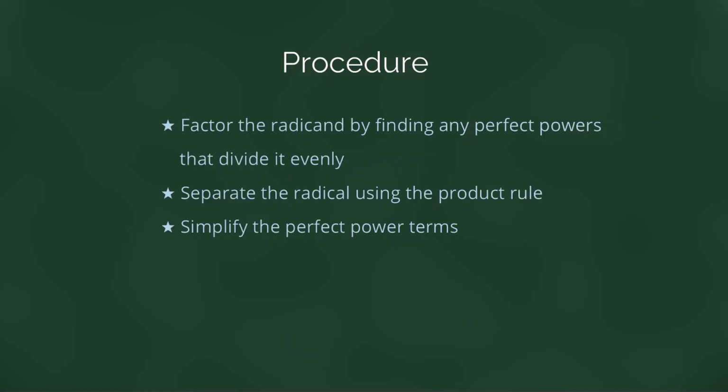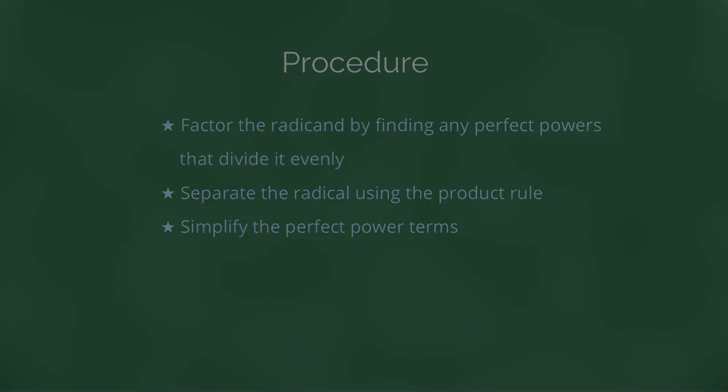To simplify a radical, we're going to follow a procedure that will work regardless of how complicated the radicand is. So what we want to do is factor the radicand by finding any perfect powers, anything that we know in there is a perfect nth power. We're going to factor those. Then we're going to separate out the radical using our product rule. And then we're going to simplify each of the terms using those perfect power terms in particular. We'll look at a couple of examples to make sense of this procedure.